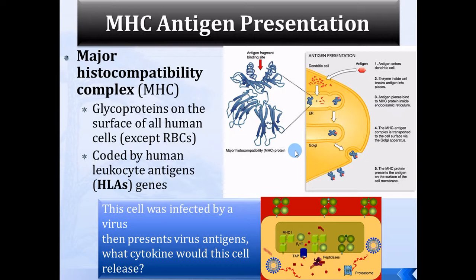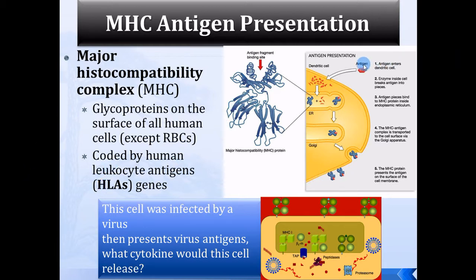MHC is an important concept. Major histocompatibility complex: glycoproteins, little sugar proteins that are stuck on the surface of every cell in your body except red blood cells. The genetic code are called HLAs, and we'll talk about this on the next slide. But the MHC is the protein, the HLAs are the genotype. So you've got a phenotype and a genotype. Here's how it works.